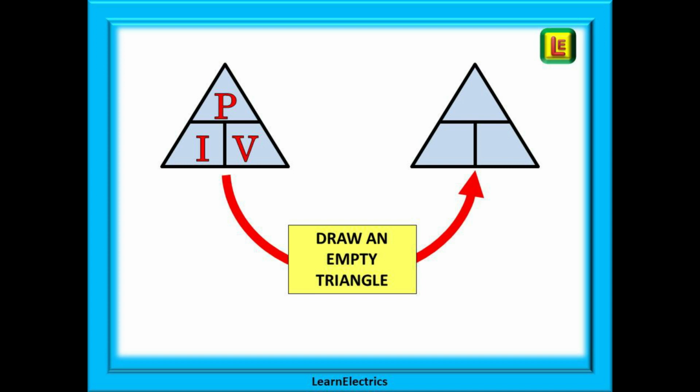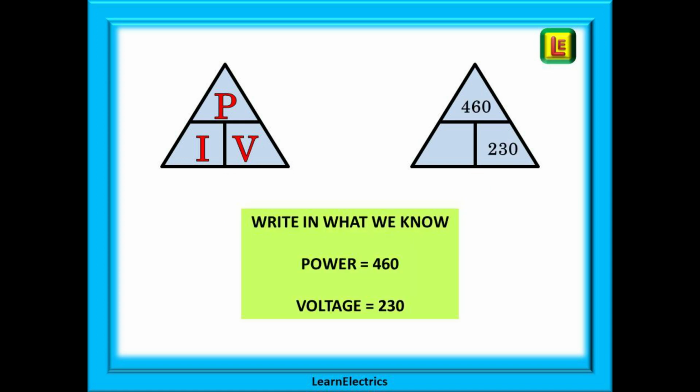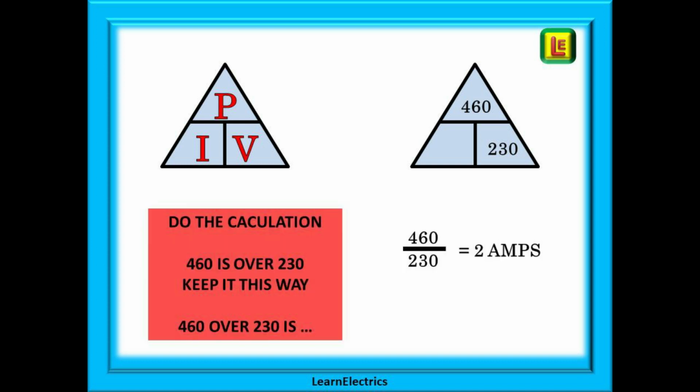We have our power triangle, so draw an empty triangle next to it. Then, in the empty triangle, write in the values that we already know. Power is 460, voltage is 230. Now do the calculation. The triangle is telling you what to do. Just look at the position of the numbers. 460 is over 230, so keep it that way.